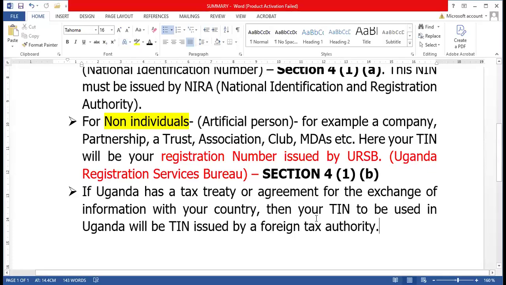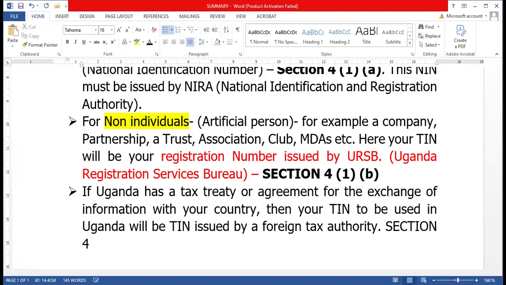That is only applicable to countries with double tax agreements, or where Uganda has an agreement for the exchange of information. I hope I'm clear. Okay. So please take note. And this is under section 4, subsection 1, part C.